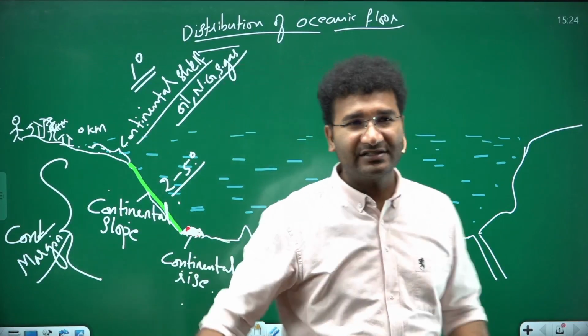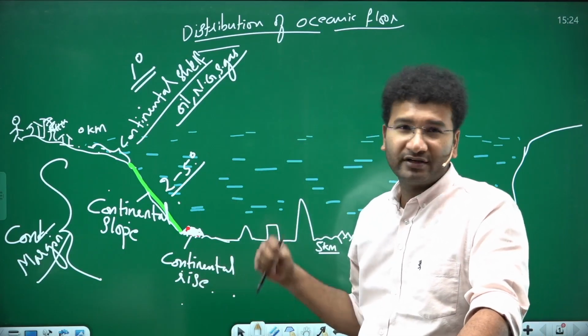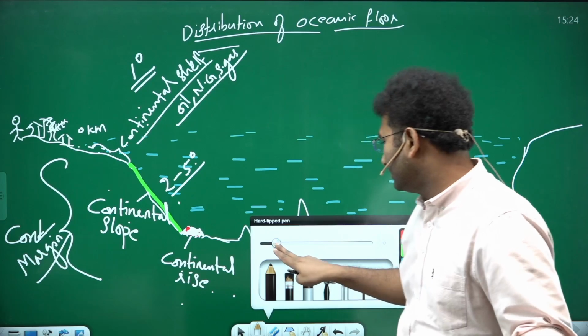And continental slope is a steep slope. Anything that falls onto the slope will be falling faster. And then you have continental rise. Come to the next component.